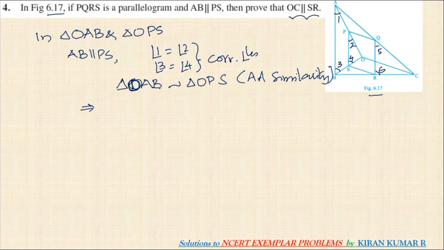When the triangles are similar to each other, their corresponding sides are in proportion, so I can say that OP upon OA equal to OS upon OB. This will be equal to PS upon AB. Let me name this as equation 1.